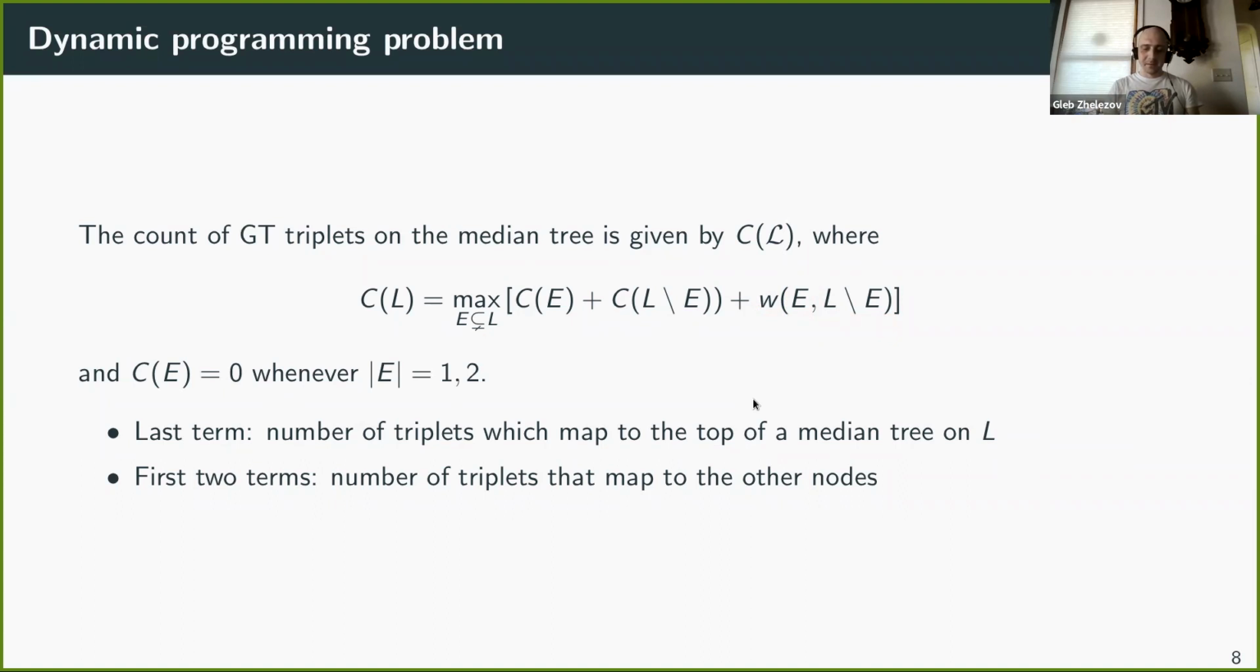And then there is a very reasonable interpretation of this, and it's that this term over here is just the number of triplets which map to the top of the median tree on this set of taxon labels. And it doesn't have to be all the labels, right? It could be a subset. And then the first two terms are the number of triplets that map to the other nodes. So, right, that's how you can interpret this equation.